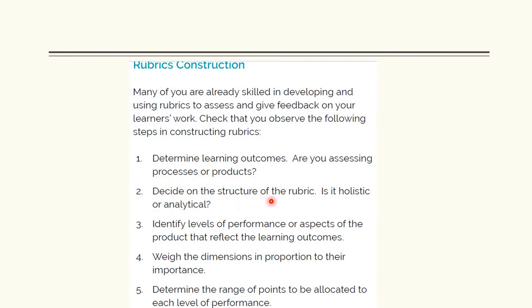So decide on structure of the rubric. Would you prefer holistic or analytical? And then identify the levels of performance or aspects of the product that reflect the learning outcomes. Weigh the dimension in proportion to their importance. I can remember for number 4, my assistant principal would always tell me, nga naman ang neatness, mas dako pa man siya rating kaysa ubang areas. Ang imong competency di ay ni focus highly on neatness? Or dapat bagid ang kanang neatness i-include na? So I have to defend, and I also have to make adjustments.